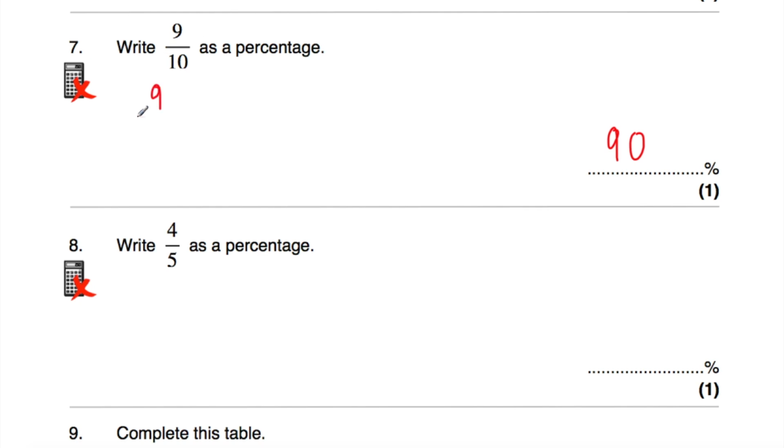Alternatively, we've got 9/10 here. We could write that as an equivalent fraction with 100 on the denominator, so we can times the denominator by 10 to get 100, and then if you times the denominator by 10, you multiply the numerator by 10, and 9 times 10 is equal to 90. So that's 90 out of 100, or 90%.